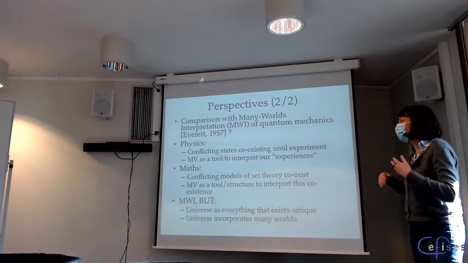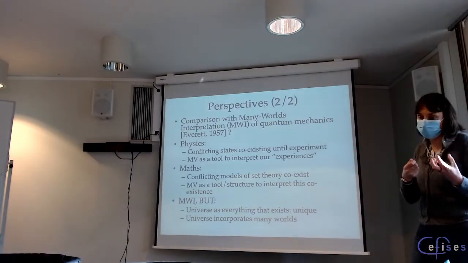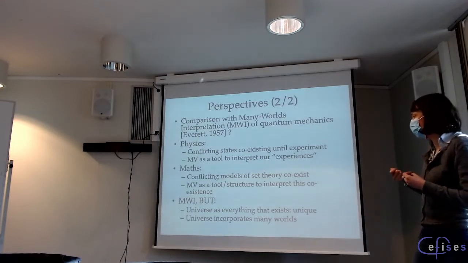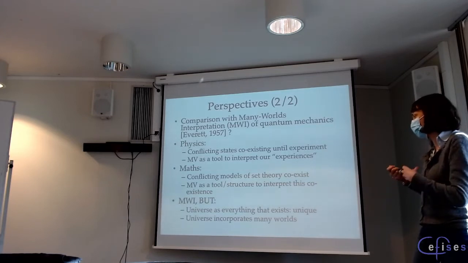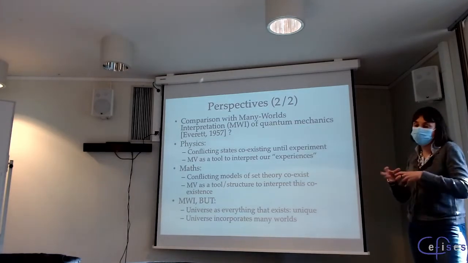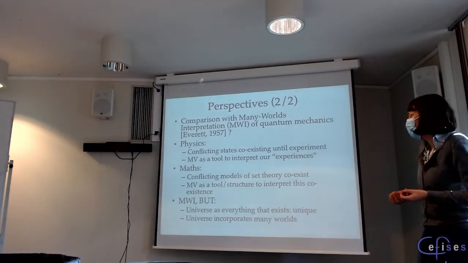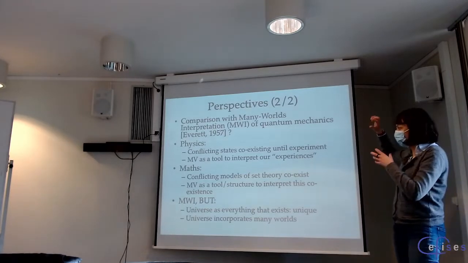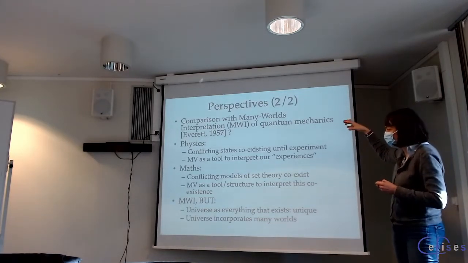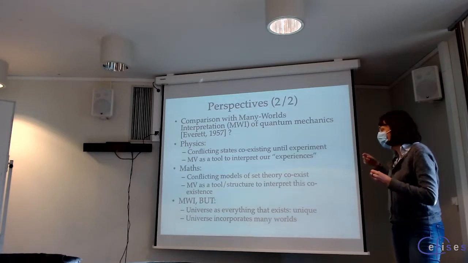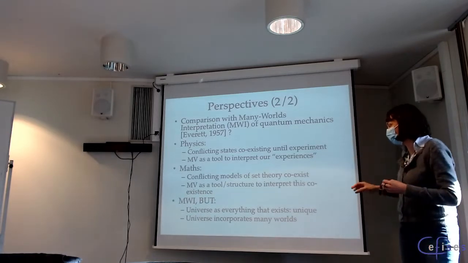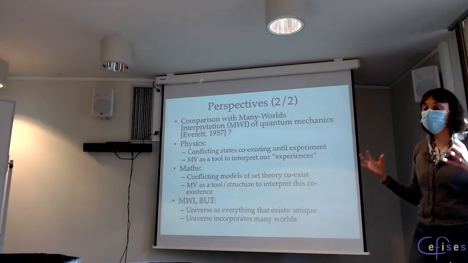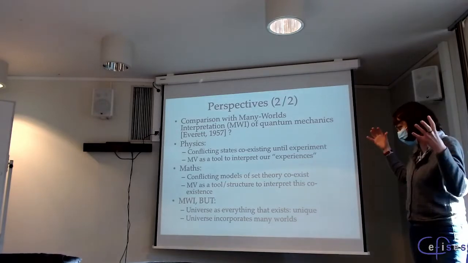In mathematics, that would be the existence of conflicting models of set theory. And the multiverse would be a tool or a structure that would allow us to interpret and represent this coexistence. But I think the conception of the many worlds interpretation is very different, because in that conception, the universe represents everything that exists. So it is unique, it really represents everything.